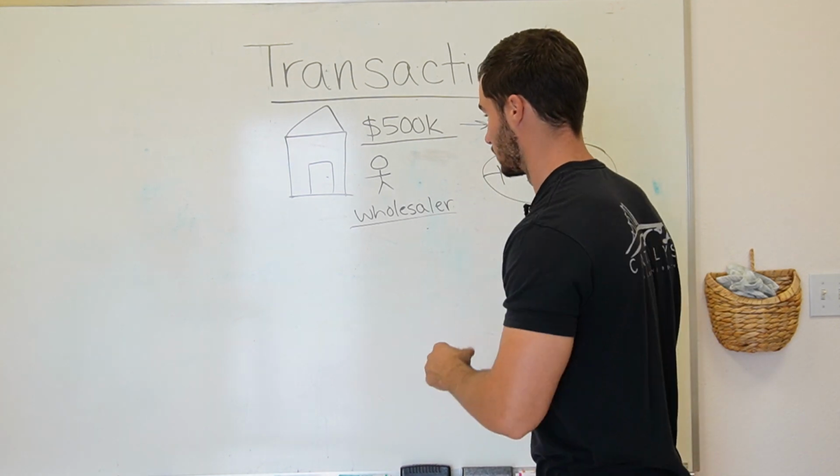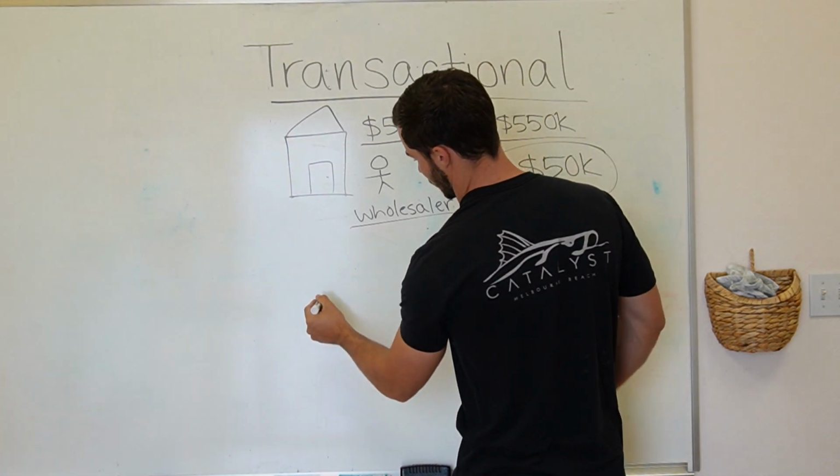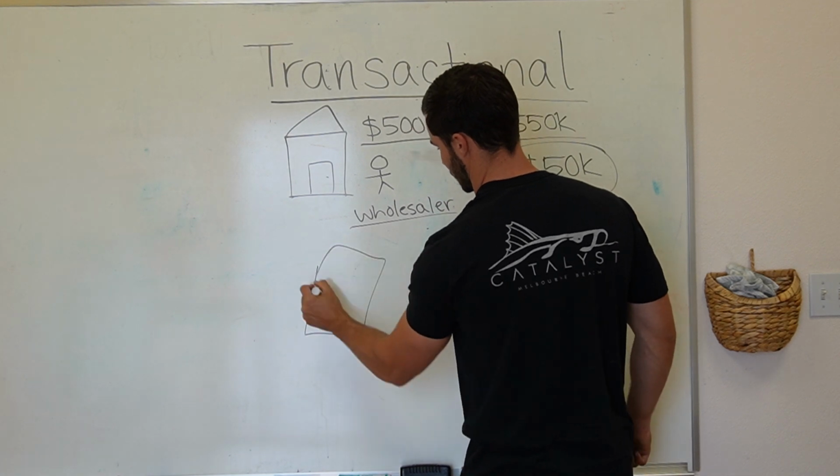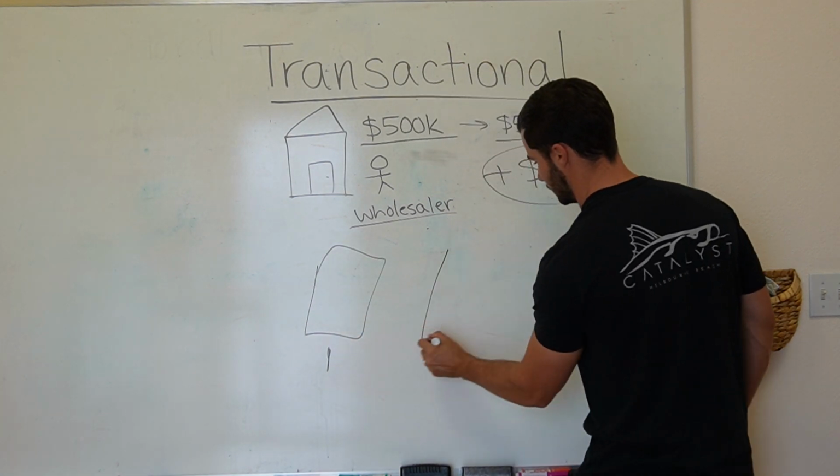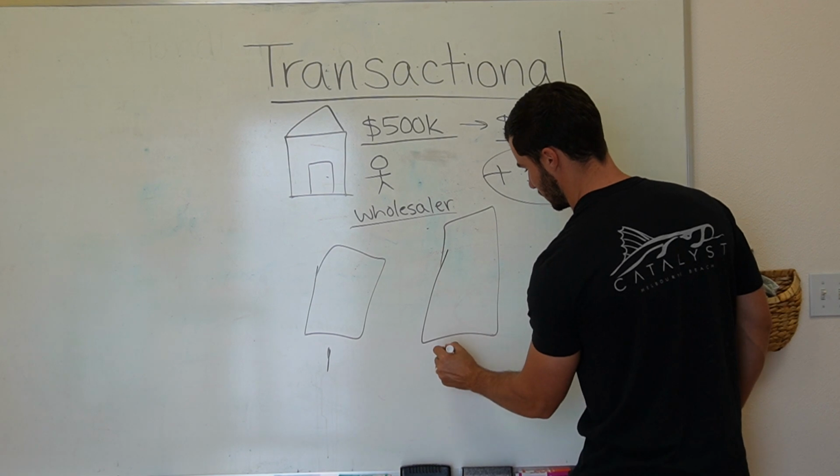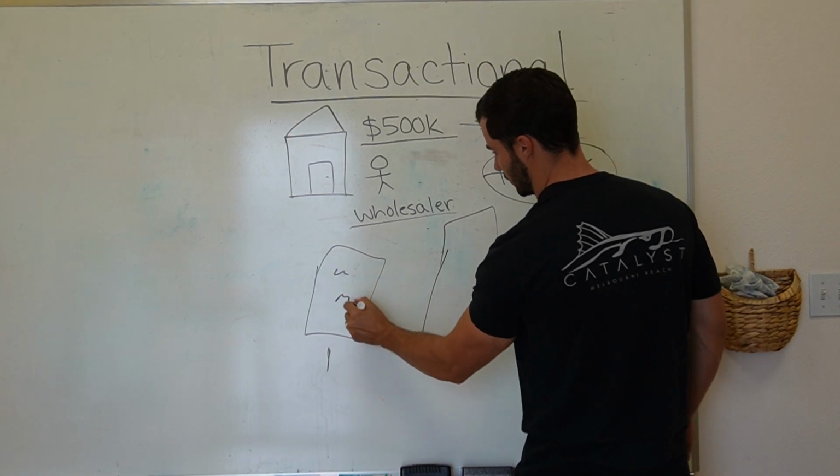Now, what is a double closing? Well, a double closing is where you have two contracts. Here's contract number one, drawn kind of sideways here. Here's contract number two, blah, blah, blah.